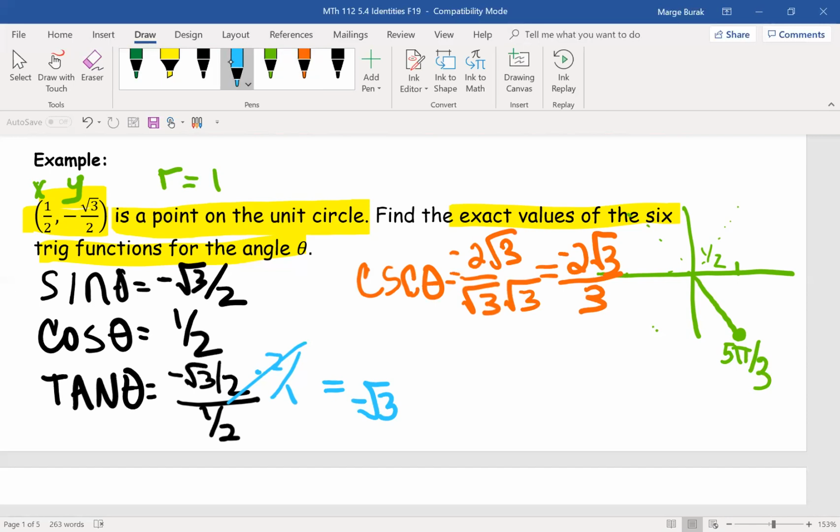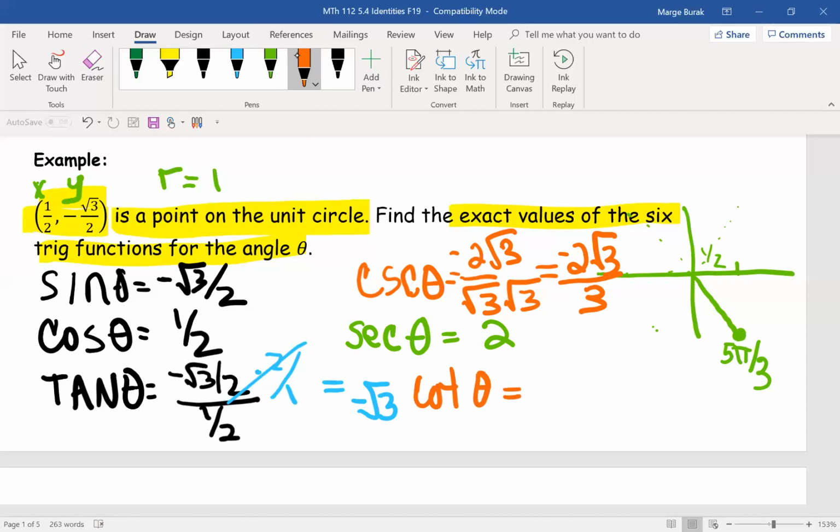I'm going to change color to, let's go with green. So cosine, the reciprocal is secant. So I'm going to flip that. That's easy. What's 1/2 flipped? 2 over 1. And then the tangent is going to be cotangent.